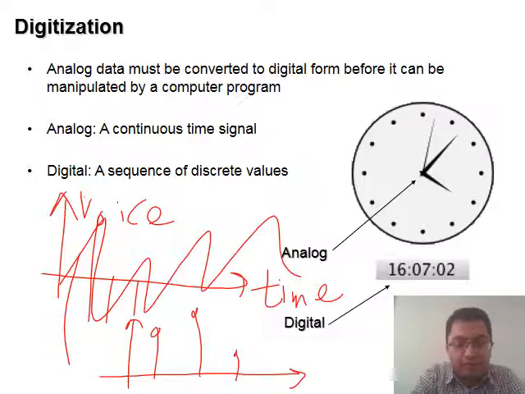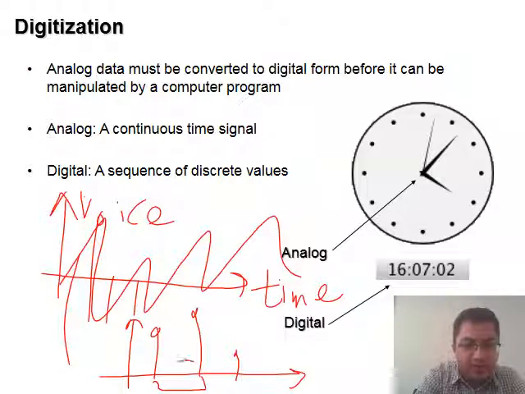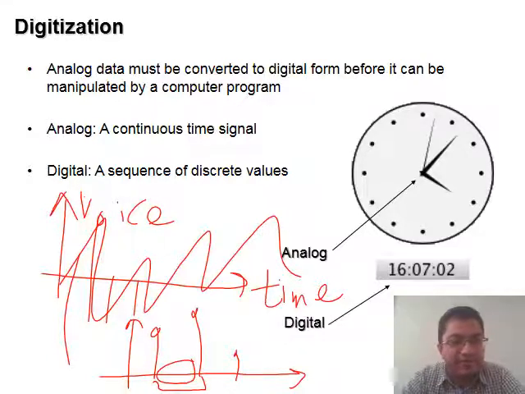So now if you try to go and find the value of that signal during this interval, during this period here, there is no data. We don't have the data. So this is the main difference between analog and digital.